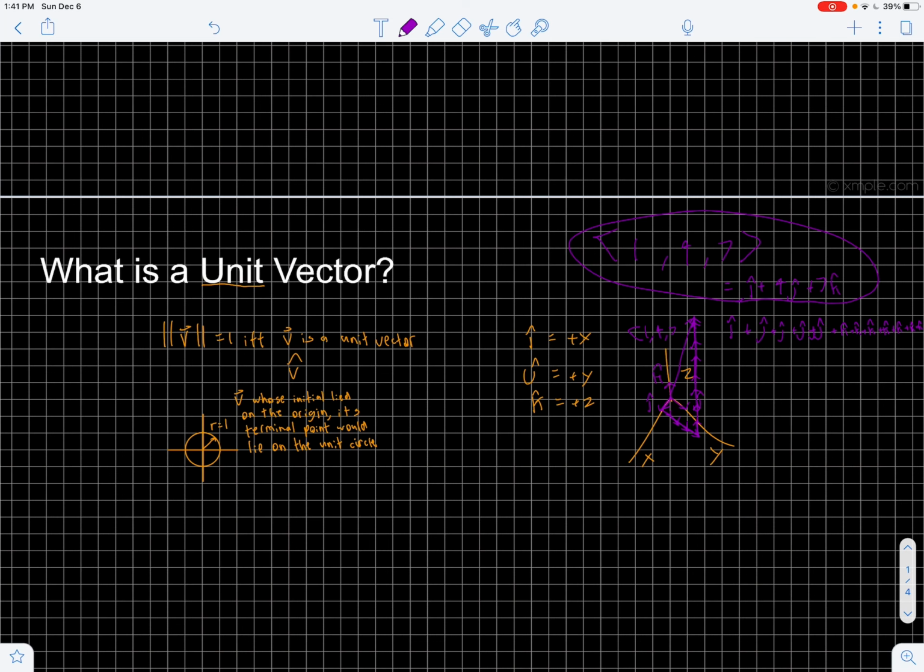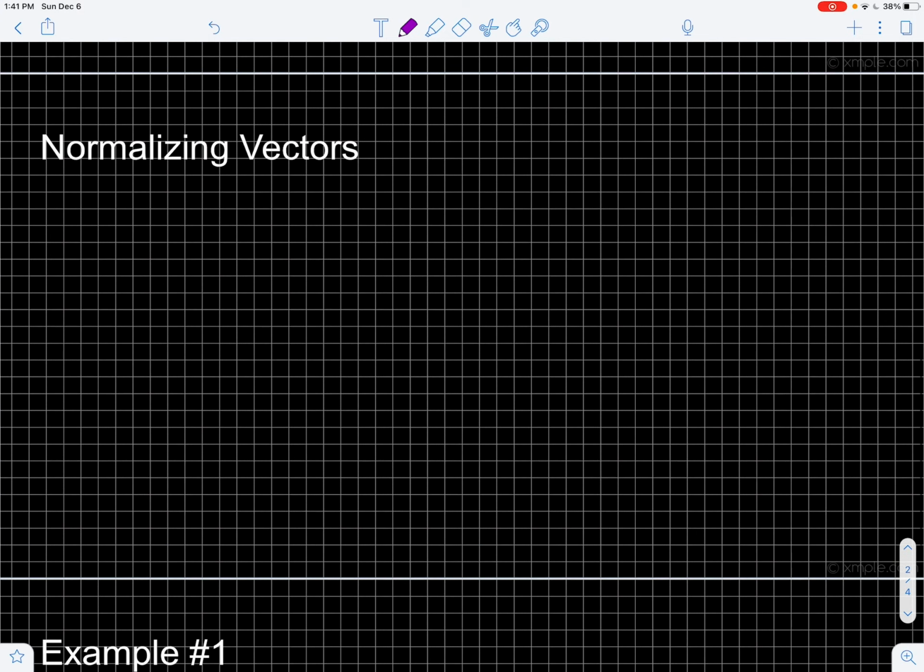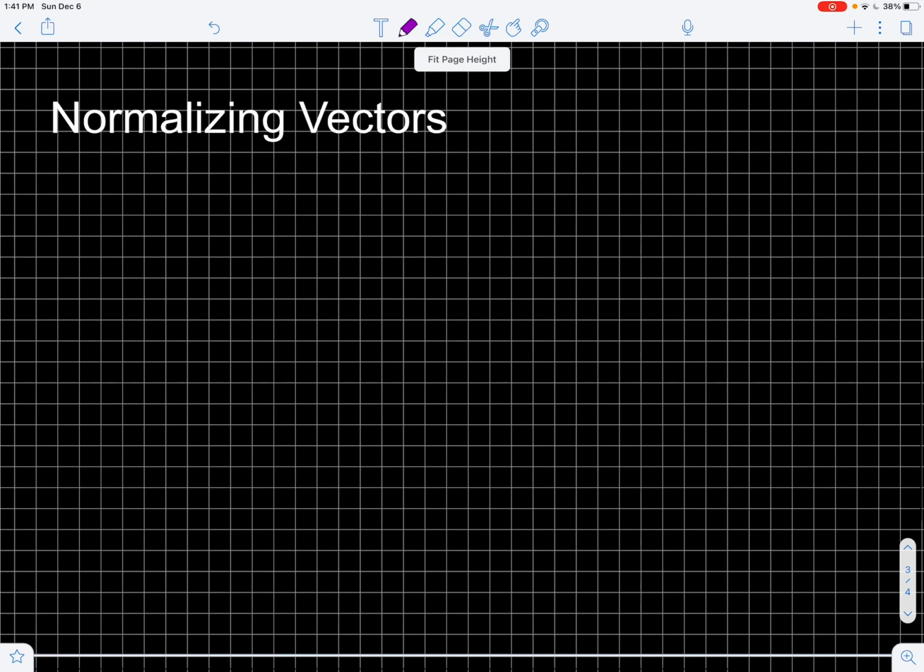Okay, so what is a unit vector? Obviously, a unit vector's length is 1, it can point in any direction, and you gotta know these guys. Those guys are super important: i hat, j hat, and k hat. Yeah, that's it on unit vectors. Unit vectors have some other properties that make them useful in other situations, and we'll talk about those as we get to them later. Normalizing vectors.